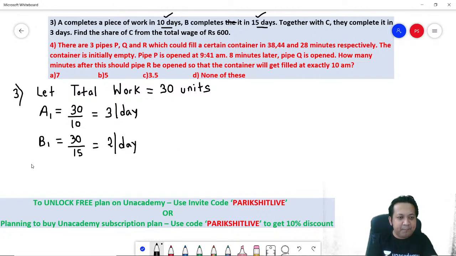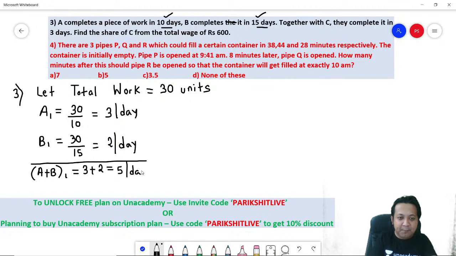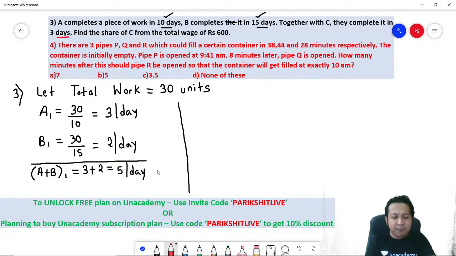So if A and B happen to work together, how much of the work would they be doing? A completes 3 units, B is completing 2 units. So in 1 day, A and B together would be completing 5 units per day, right? Now what is the question saying? I'll go back to the question. Together with C, they complete it in 3 days. Okay. So A and B in 1 day complete 5 units.